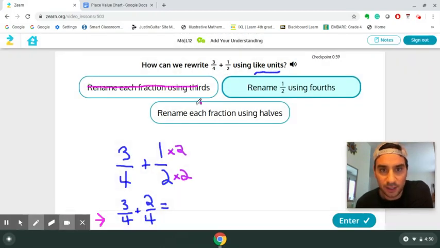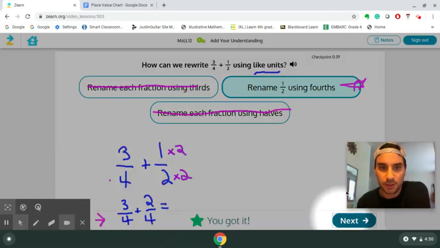See what it says. We can rename each fraction using halves. I actually can't. I could divide 4 in half, but I can't divide 3 in half and have a whole number on top. 3 divided by 2 is 1/2, or 1 and 1/2. That won't work for us. So that's crossed out, and we have our correct answer selected. Rename 1/2 using fourths.